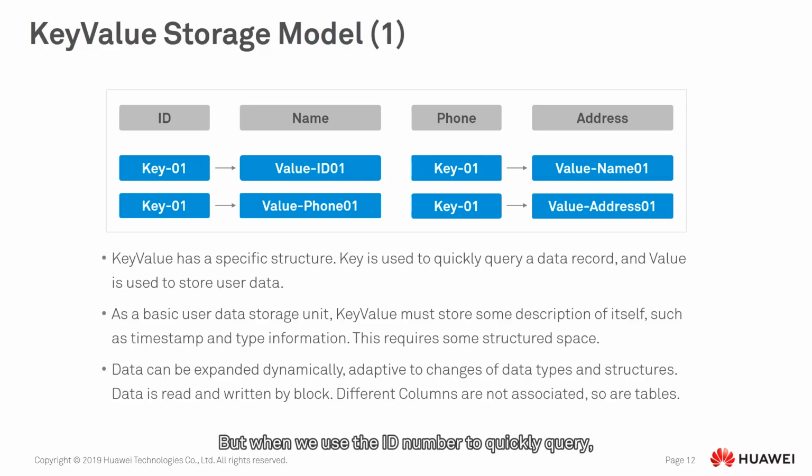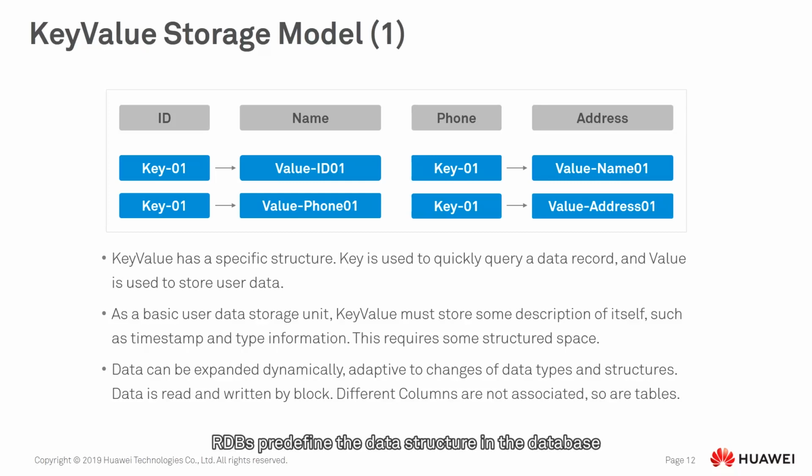But when we use the ID number to quickly query, how do we make sure we get the name value, not the age? That's why key value must store some description of itself, such as timestamp and type information. This requires some structure space.